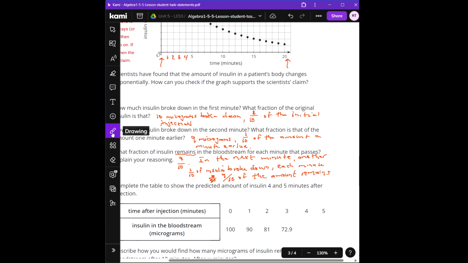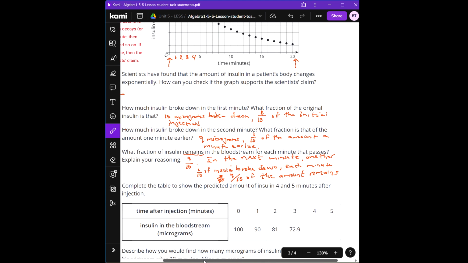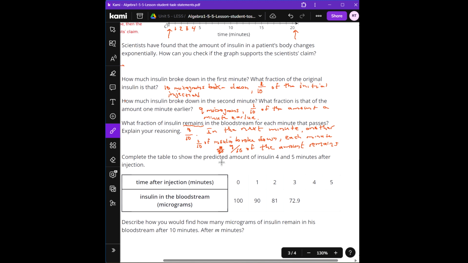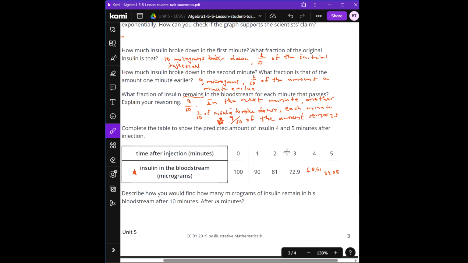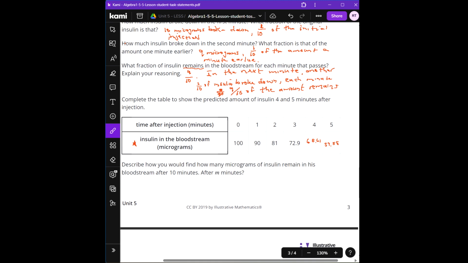All right, so the next question. Complete the table to show the predicted amount of insulin 4 and 5 minutes after the injection. Okay, and so what we're going to do is put 65.61 and 59.05. Okay, and so this is what is left. That's the amount of insulin that is left. All right, so see if you can get how I get that.